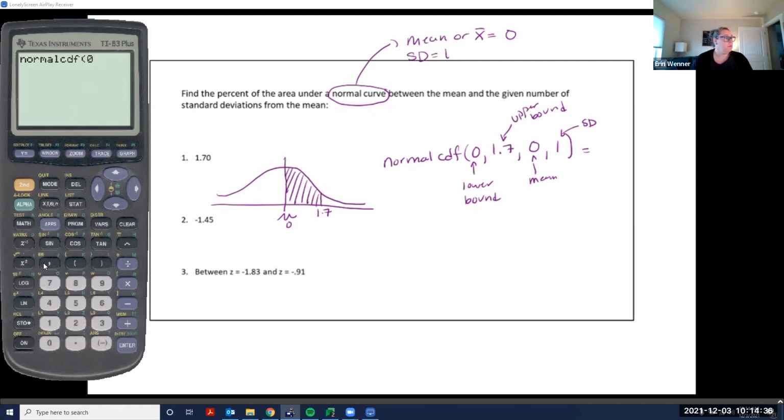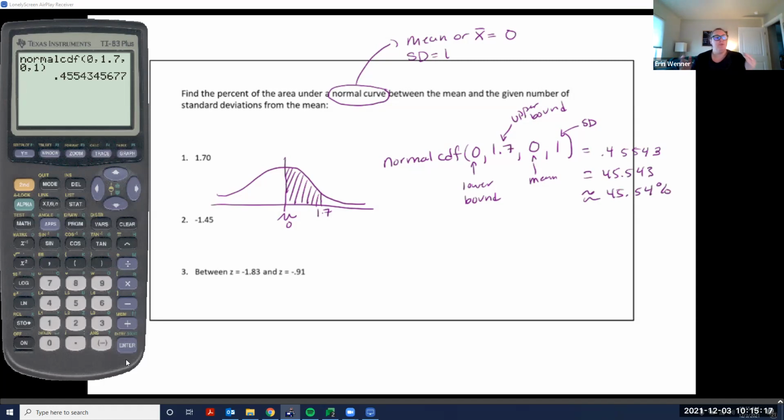We're going to do 0, 1.7, 0, 1, and we're going to press enter and we get 0.4554. I'm taking it out 5 decimal places because your homework wants you to convert it to a percent and round to 2 decimal places after converting, which gives us 45.543, which once we round, we get 45.54% as our answer.